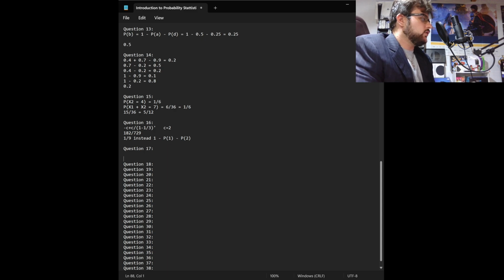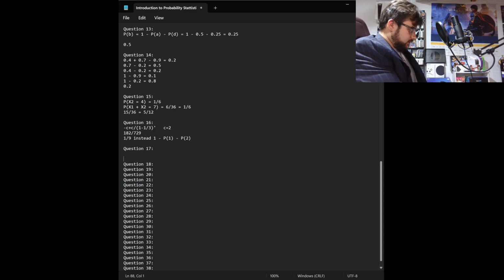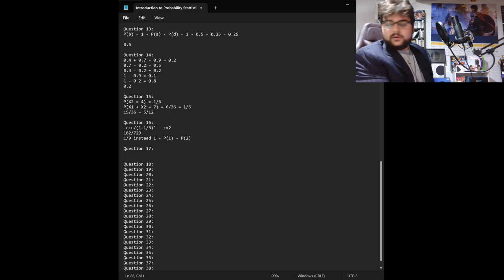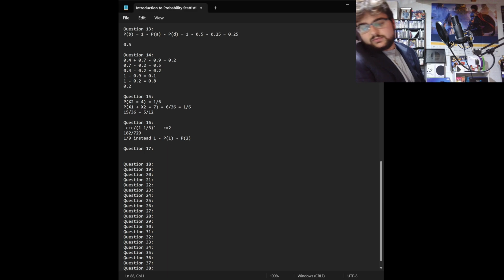So when you do something like this, you have to think about the question. You have A, B, C, D, right? And you know that the probabilities are required to equal 1, being 100%, right? And you know that C wins 0.6 of the time.